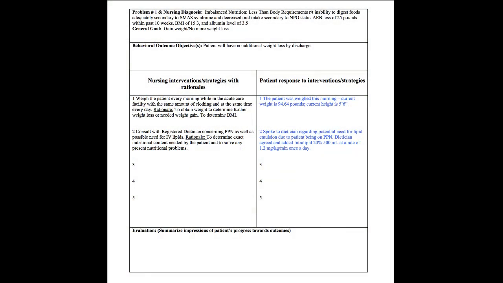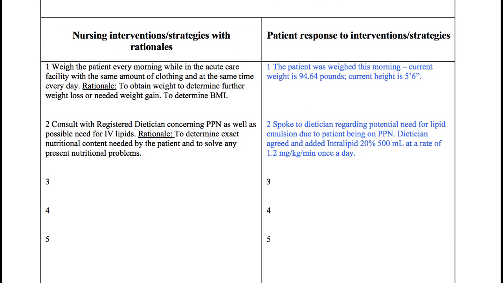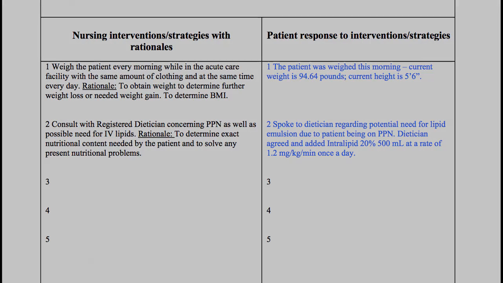The example patient responses include the following. The patient was weighed this morning. Her current weight is 94.64 pounds. Current height is 5'6". We spoke to the dietitian regarding the potential need for lipid emulsion due to the patient being on PPN. The dietitian agreed and added intralipid 20%, 500 milliliters, at a rate of 1.2 milligrams per kilogram per minute once a day.